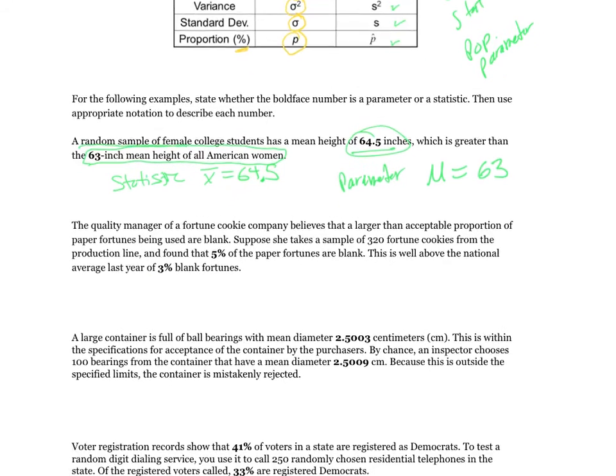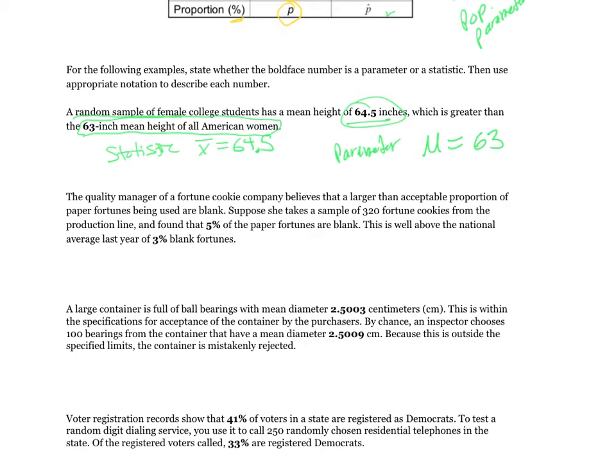Let's do another one. The quality manager of a fortune cookie company believes that a larger than acceptable proportion of paper fortunes being used are blank. Suppose she takes a sample of 320 fortune cookies from the production line and finds that 5% of the paper fortunes are blank. Well, that's a sample, so that would be a statistic. Since it's a sample, it'd be a p hat, and that would be 5%. Then it says this is well above the national average last year of 3% blank fortunes. Well, a national average is a parameter, and since this is a proportion problem, we'd say p equals 3%.